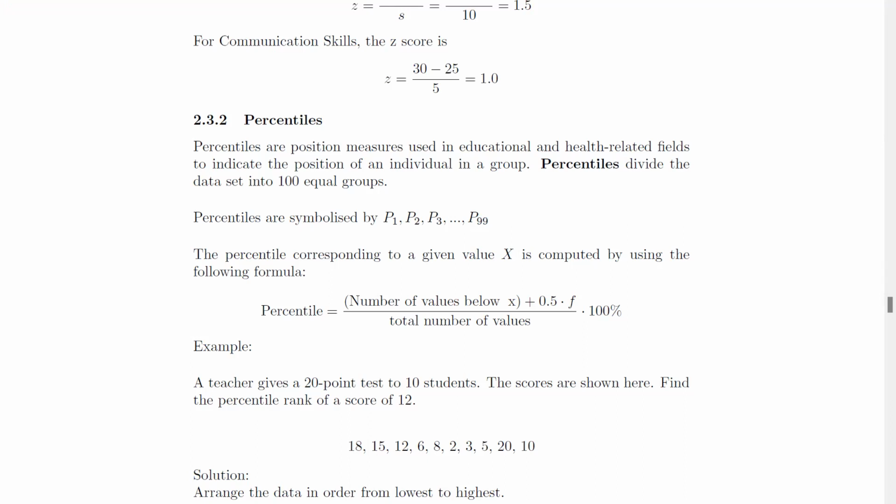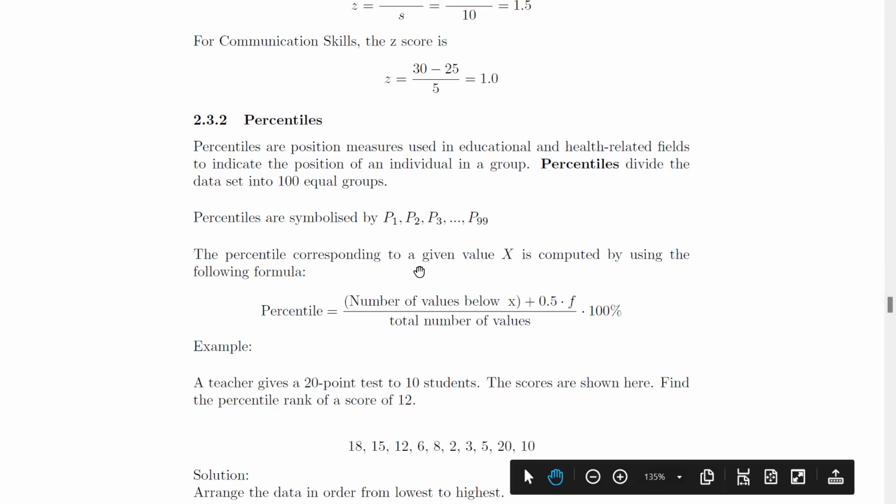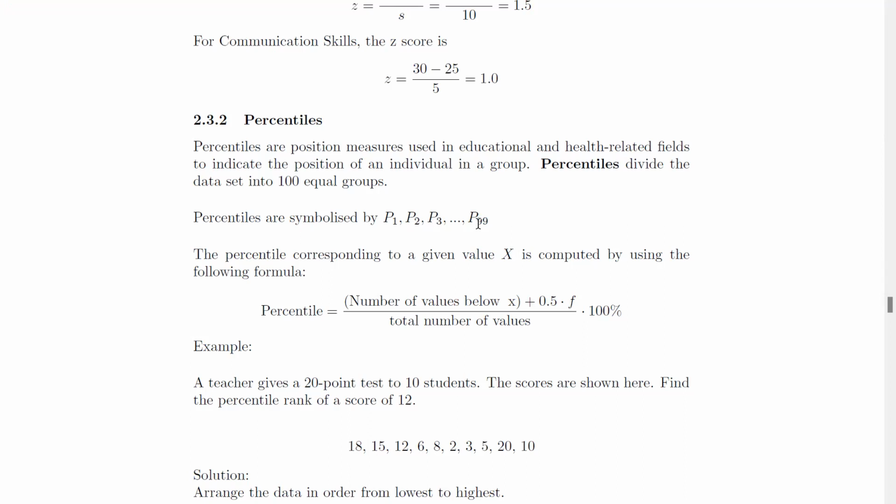So percentiles divide an entire data set into 100 equal parts. And these are the notations we use. P1 is the first percentile, P2, second percentile, P3, third percentile, all the way to P99, the 99th percentile. So the percentile corresponding to any given value X is computed by using the following formula. Your percentile rank is the number of values below X plus 0.5 times the frequency of that particular X value, divided by the total number of values, times 100%.